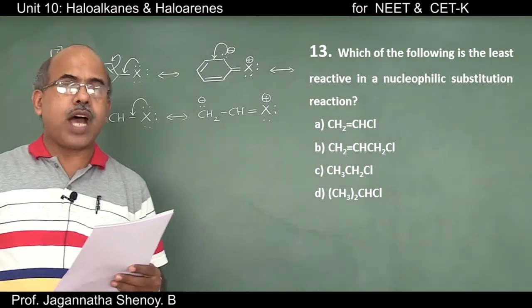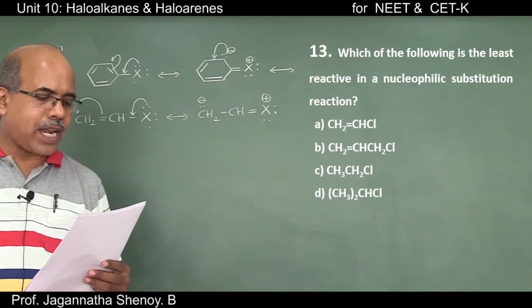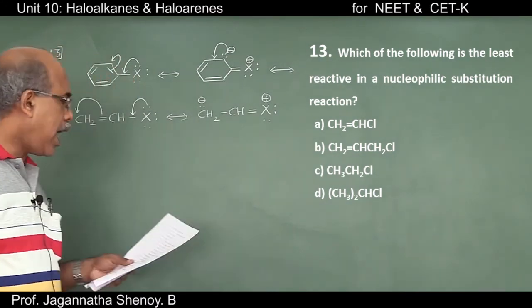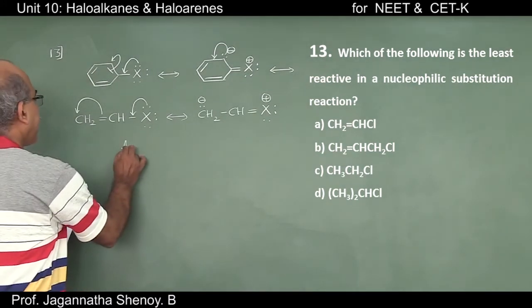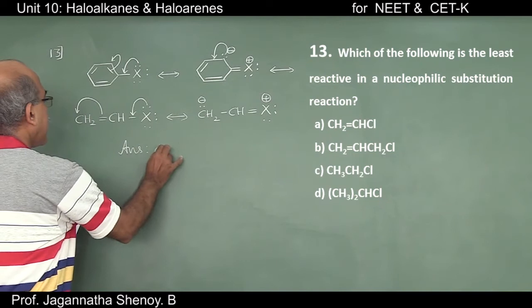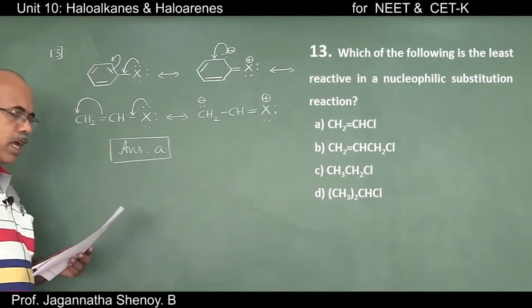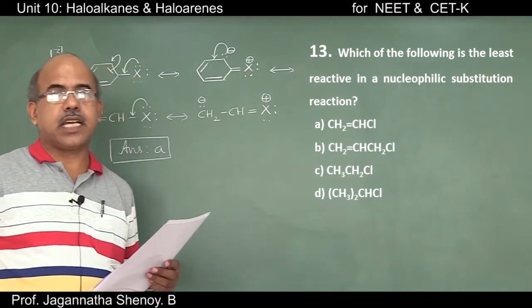In other words, to answer question number 13, either you have to identify an aryl halide or we have to go for vinyl halide. And if you observe, you come to know that option A, if you consider, it is a vinyl halide, that's why it has to be the least reactive one.